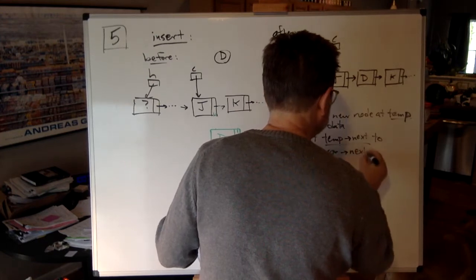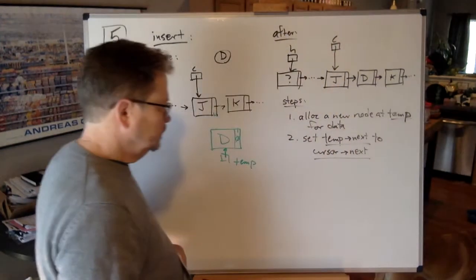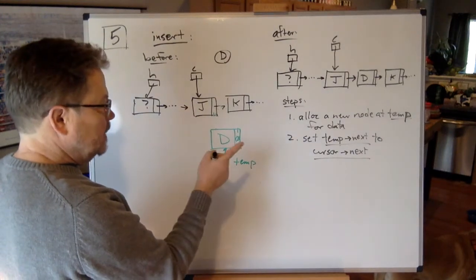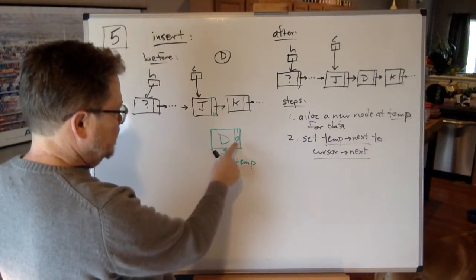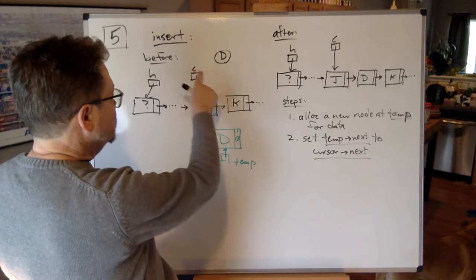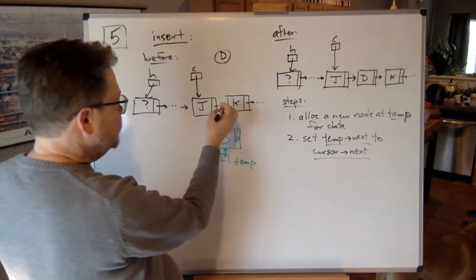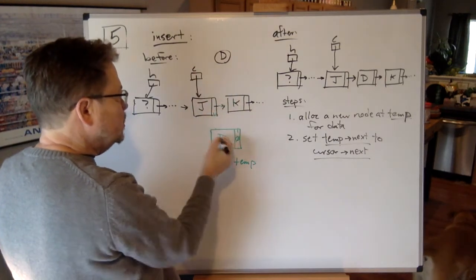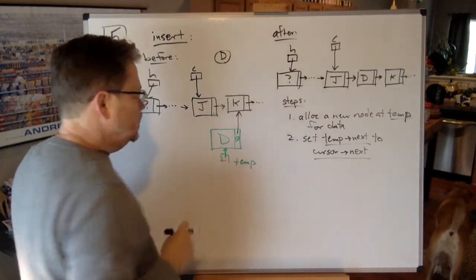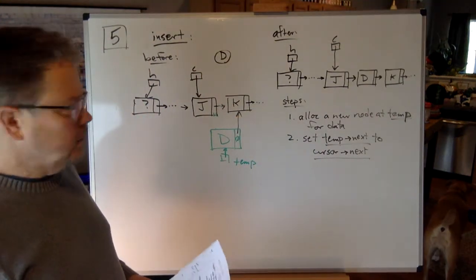Now, let me catch up in my picture. Set temp arrow next. Temp arrow next. Set that to cursor arrow next. We set a pointer to a pointer. We end up with 2 pointers pointing to the same thing, which is exactly what we want.